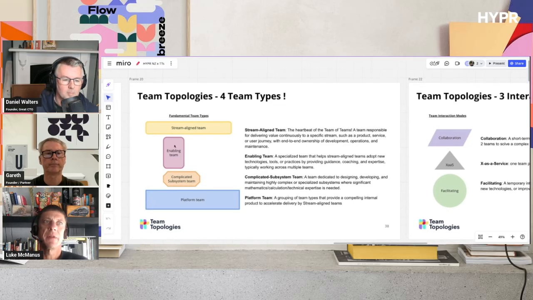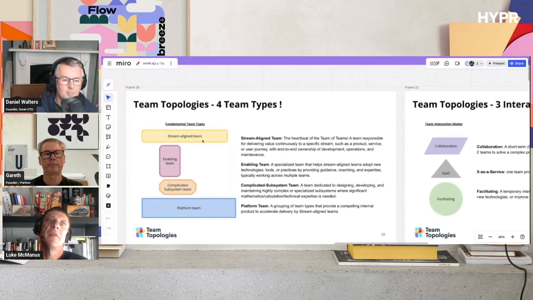And then we've got our enabling team, and our enabling team is all about change. So they help the stream-aligned teams to adopt new technologies, tools, and practices, coaching and guiding them. They're also a bit of a sense-making team. As they're working across all of the different stream-aligned teams, they can start to identify common services that might fit inside of platform teams. They can also look at new emerging and upcoming technologies and help stream-aligned teams to prepare for the adoption of those things.